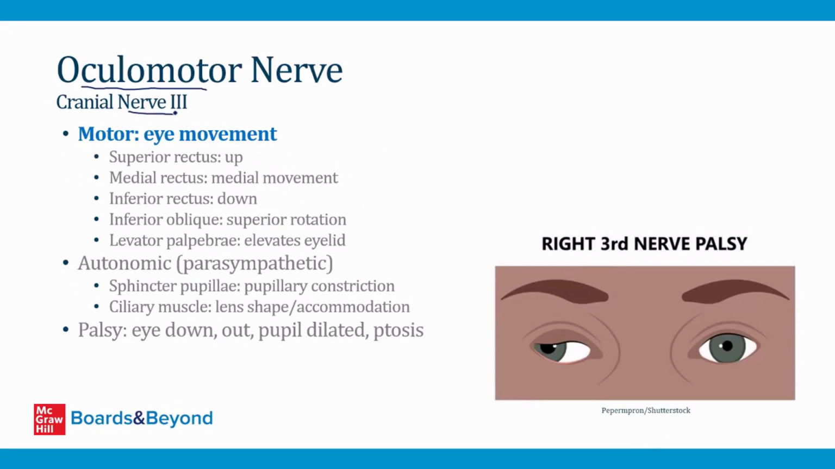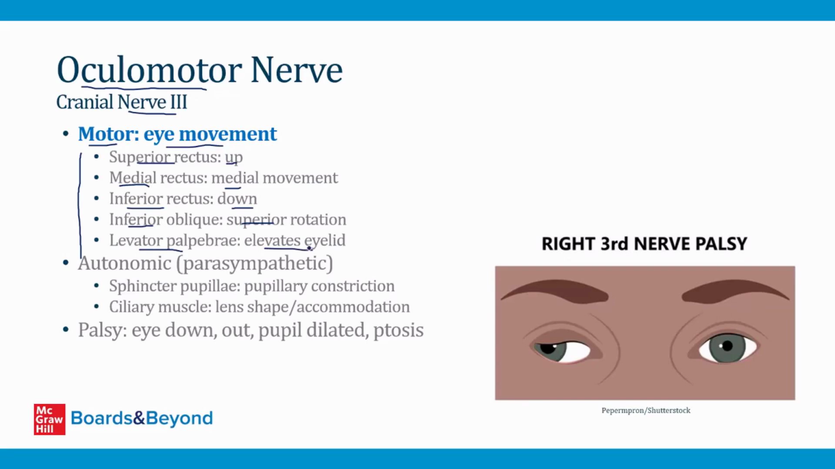And it's called oculomotor because it's purely a motor nerve that's responsible for eye movement. It innervates 5 muscles related to the eye. They're all listed here: the superior rectus, which moves the eye upward; medial rectus, which moves it medially; the inferior rectus, which moves the eye down; the inferior oblique, which does superior rotation of the eyeball; and finally the levator palpebrae, which elevates the eyelid.